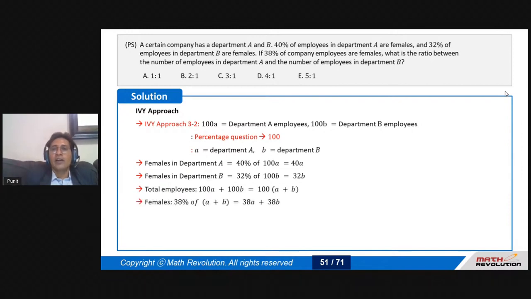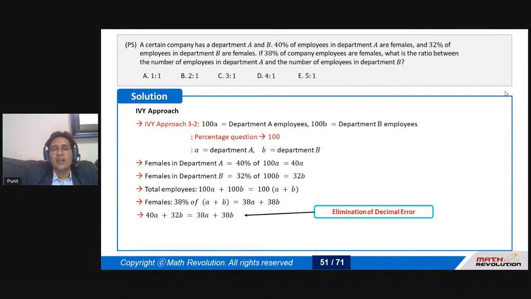Total employees would be 100A plus 100B. So now 38% of those would be 38A plus 38B. If we make it an equation, we get 40A plus 32B equals 38A plus 38B. There is no decimal involved in this. So this is an elimination of decimal error.